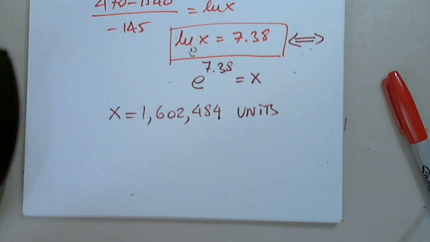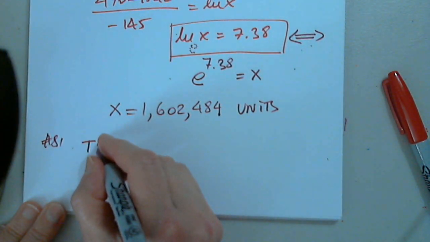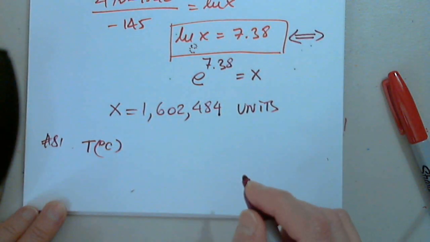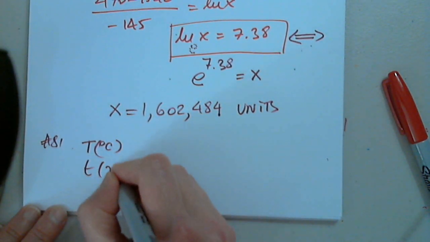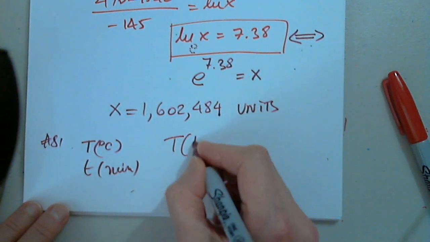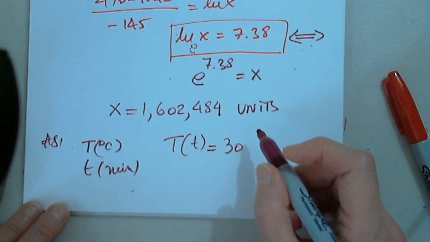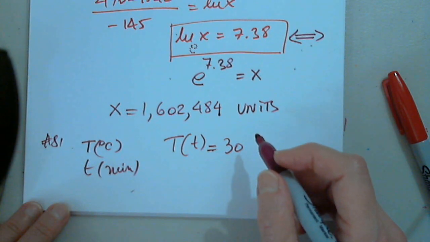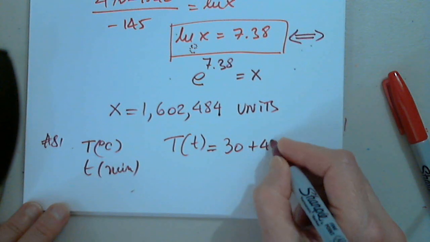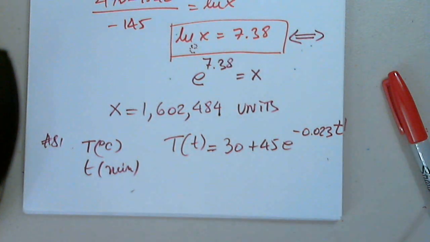Coffee is placed on a counter and allowed to cool. The temperature, uppercase T, in degrees Celsius, of the coffee t minutes after being placed on the counter is given by the function. I don't really like T of t, but we have to be careful: uppercase T is temperature and lowercase t is time. T equals 30 plus 45 e to the negative 0.023 t.